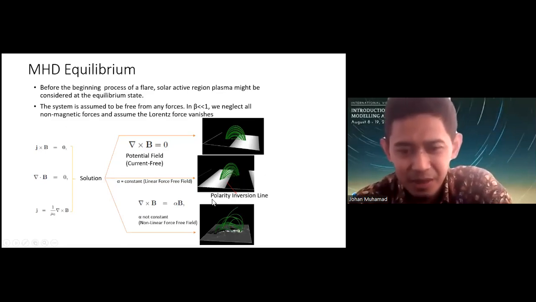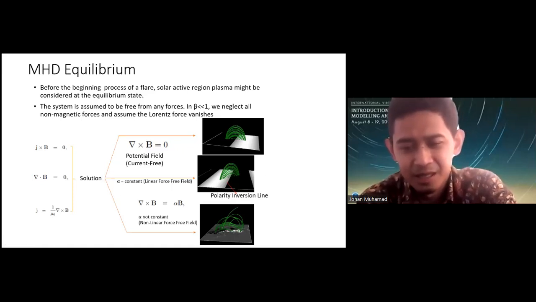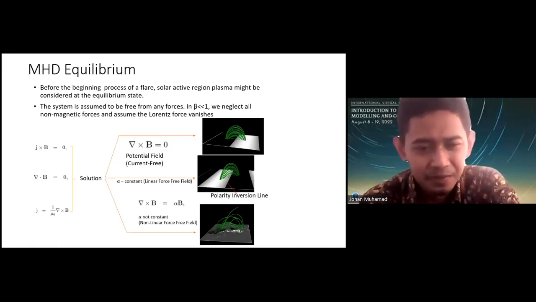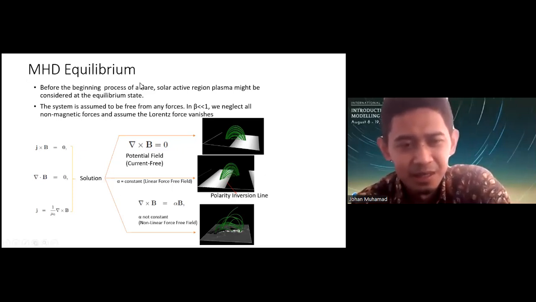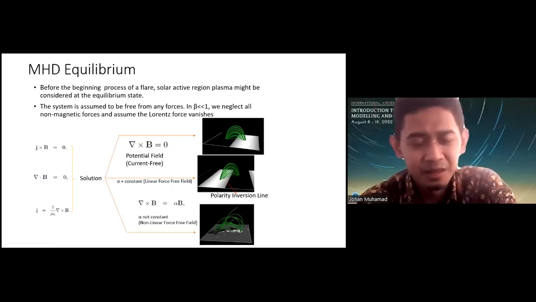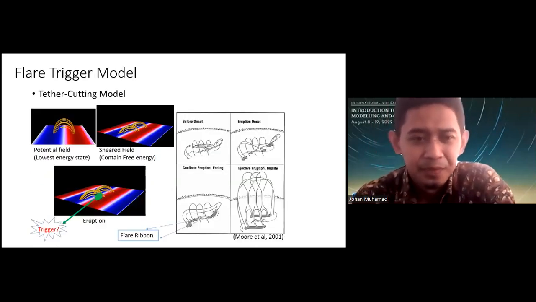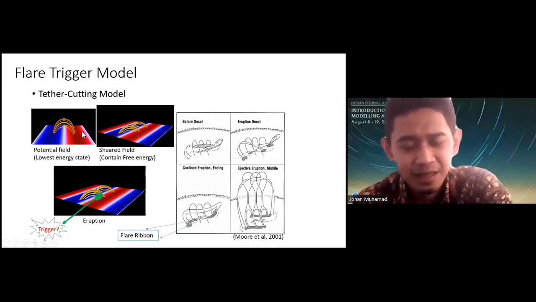So by making this non-linear force free field the initial state for the simulation, you can get a more realistic result for your simulation. That's the first thing you must do if you want to make something like a solar flare simulation. So you first start with the MHD equilibrium state of the coronal field. And then what next after you make the equilibrium state of the coronal field?